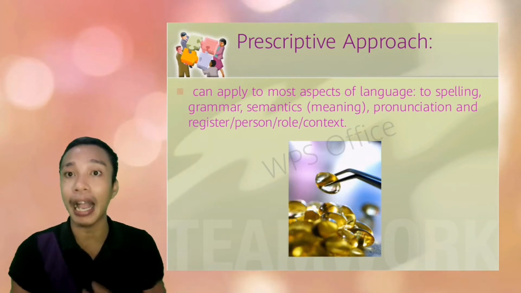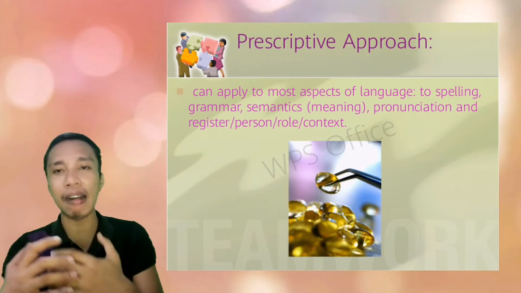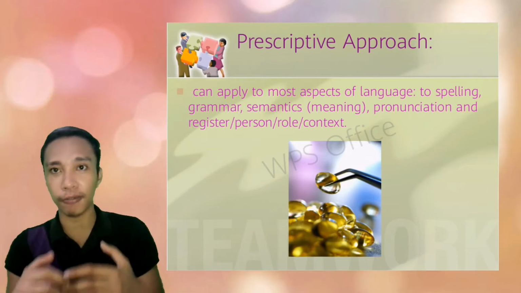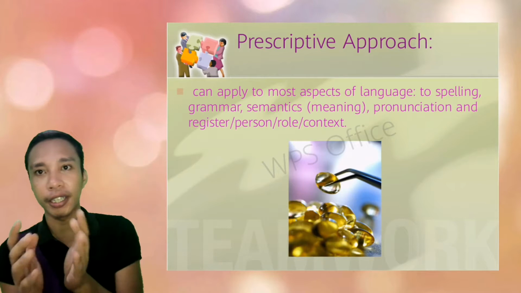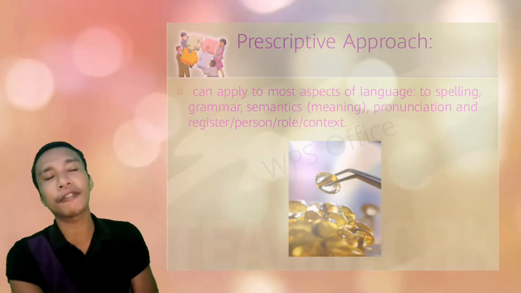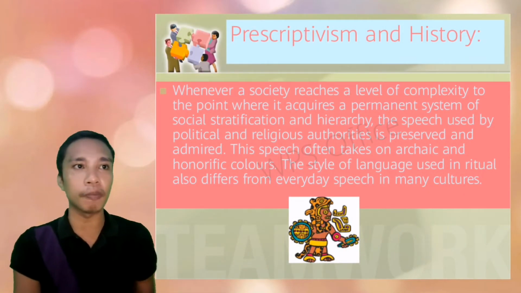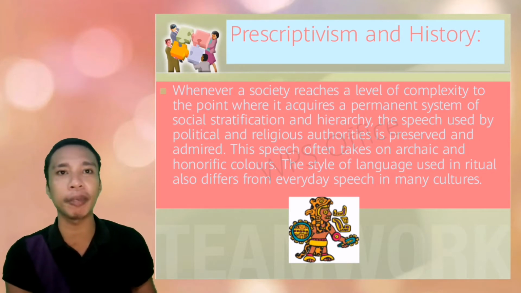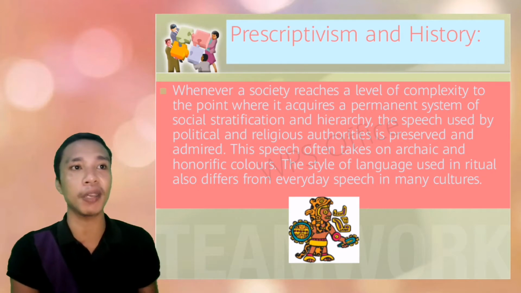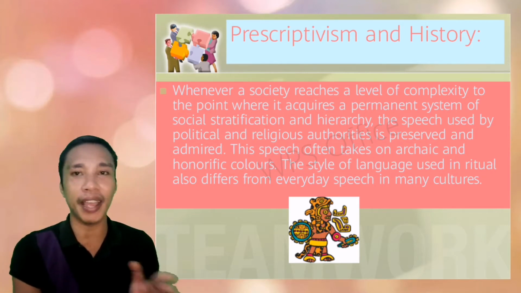We can use the prescriptive approach: how a certain word, a certain language or a certain sentence should actually be used on a certain occasion, for a group of people, for a certain time, for a style and register. Again, all right. So we have first the history of prescriptivism. Whenever a society reaches a level of complexity to the point where it requires a permanent system of social stratification or hierarchy, the speech used by political and religious authorities is preserved and admired.